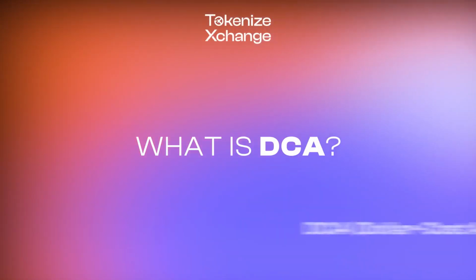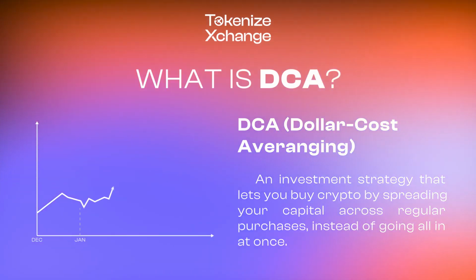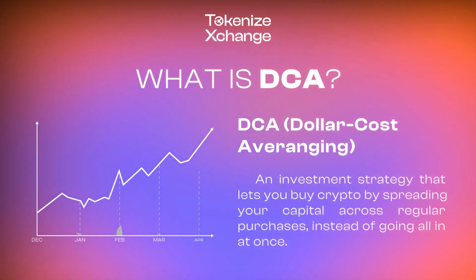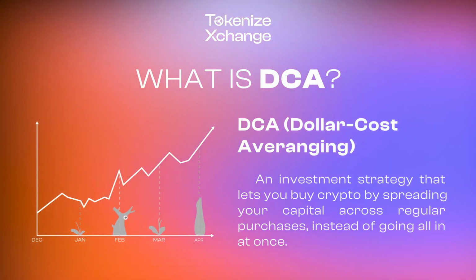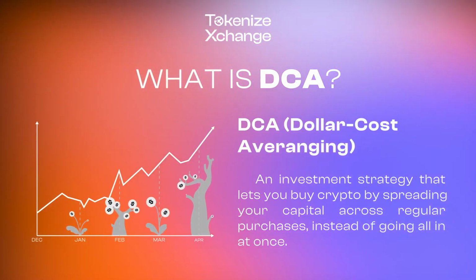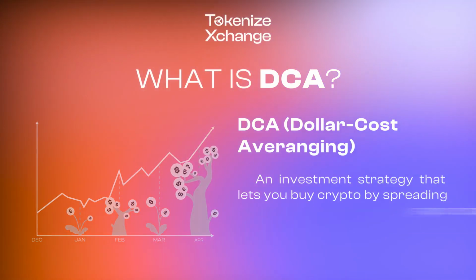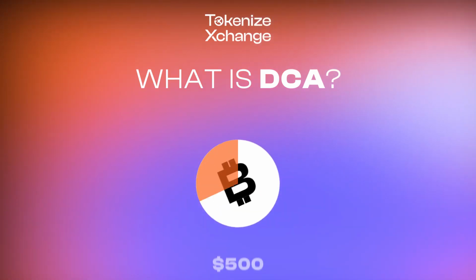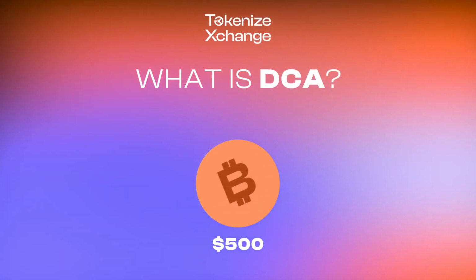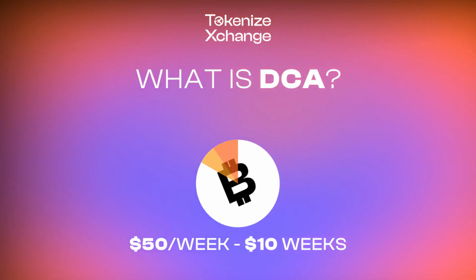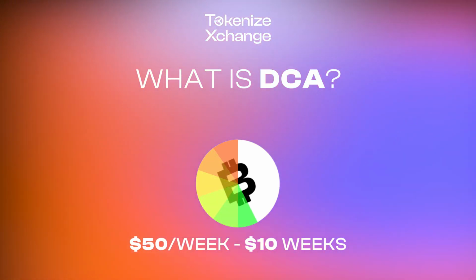What is DCA? DCA stands for dollar cost averaging, an investment strategy that lets you buy crypto by spreading your capital across regular purchases instead of going all in at once. For example, rather than investing $500 in Bitcoin today, you might invest $50 every week for 10 weeks.